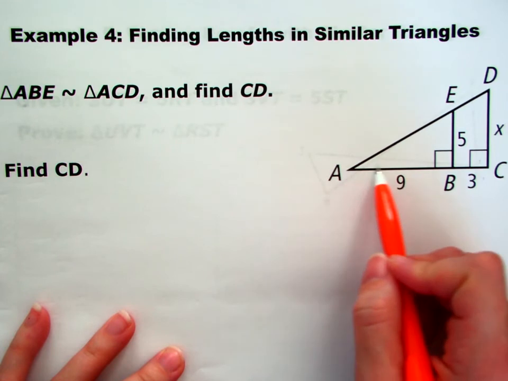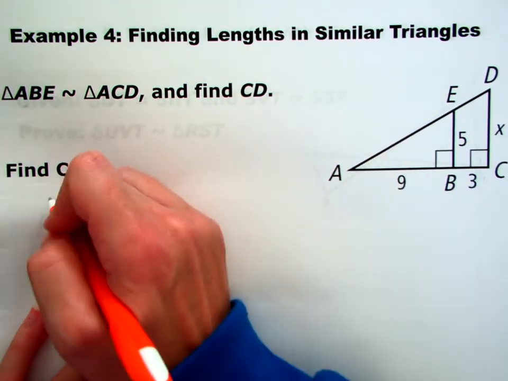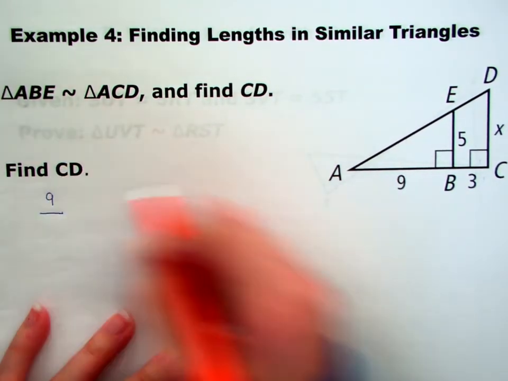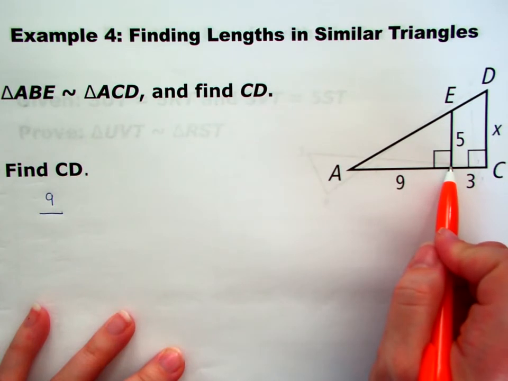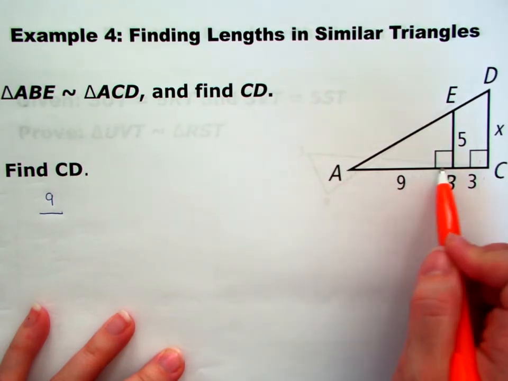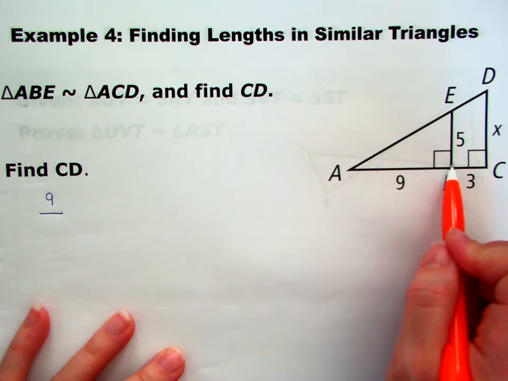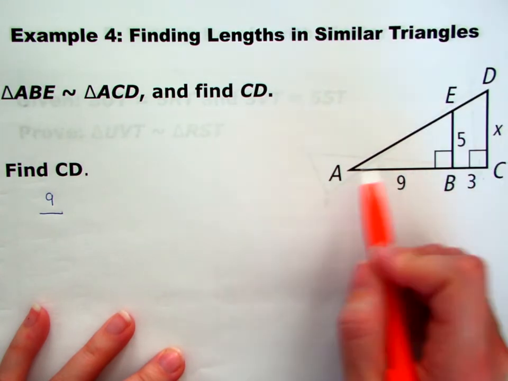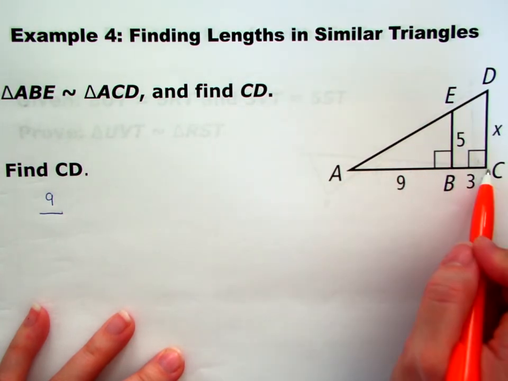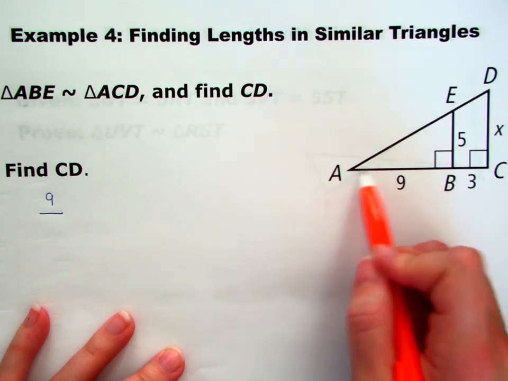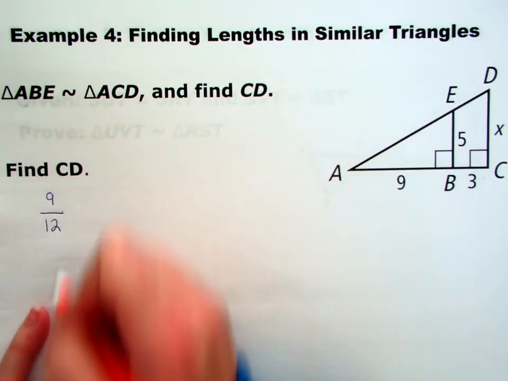So let's look at the smaller triangle right here. I'm going to use the side 9. And what does that go with on the larger triangle? This side here, AC. So AB is going to be proportional to AC, or these sides are going to correspond together. Well, what's the whole length of AC? Well, 9 plus 3 is 12.